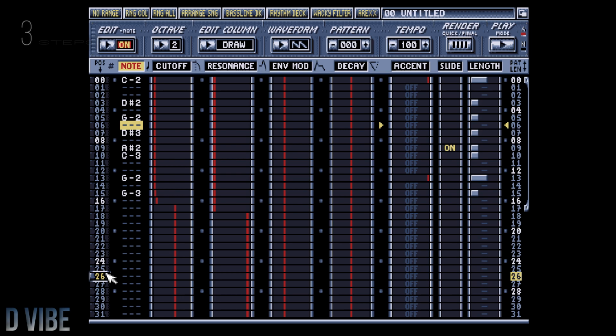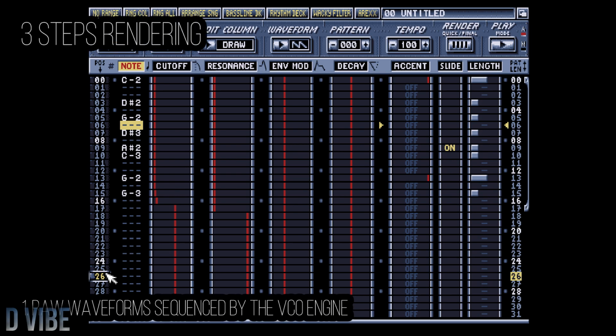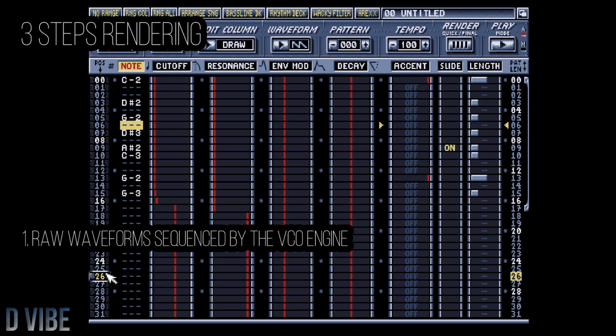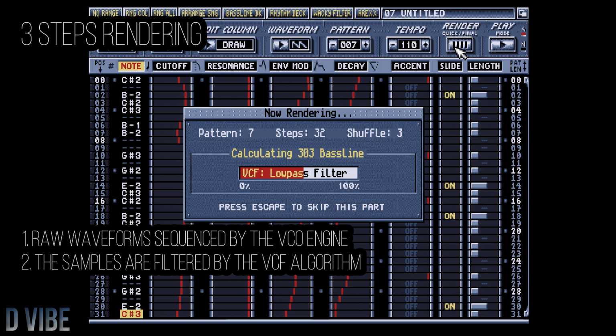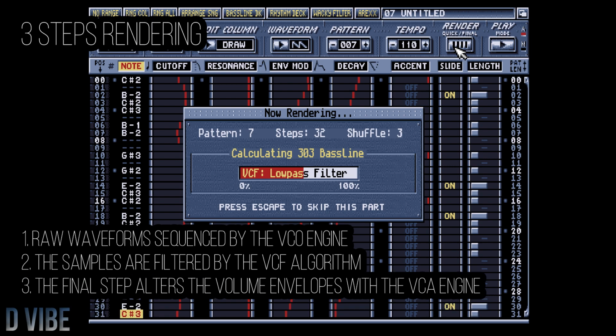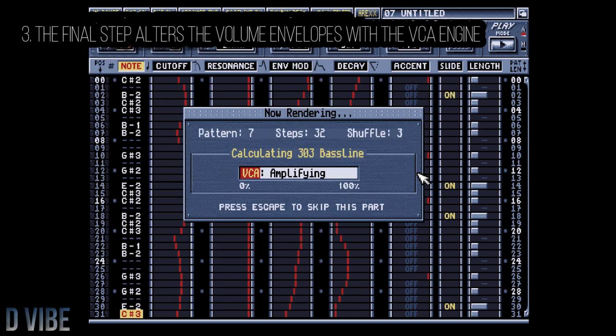The lines are rendered in 3 steps. First it will sequence the raw waveforms using the VCO. Then it will shape the waveforms with the cutoff filter envelope. And finally the amplitude envelopes will be tweaked by the VCA.